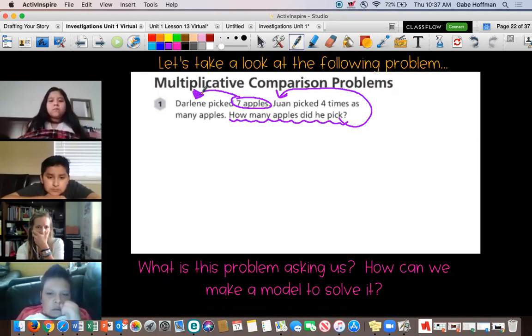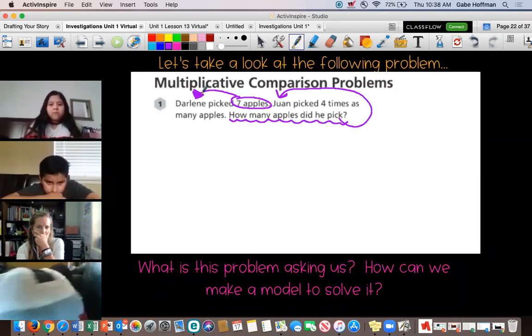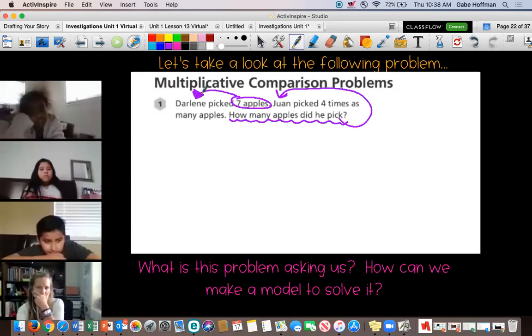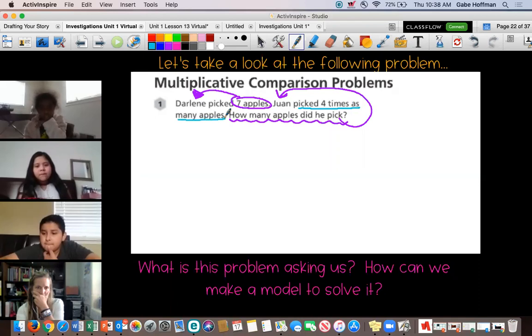Eric, there's one more thing that's important in this problem. What do you think it is? We've got that it's asking us how many apples Juan picked and that Darlene picked 7 apples. What's the other thing in the problem that seems important, Eric? I think that was going to be 4 times 7. I think it's multiplication. Yep, so Juan picked 4 times as many apples, right? That's the important part. And because it says he picked 4 times as many, we know that we're taking Darlene's 7 apples, and that Juan picked 4 times as many.